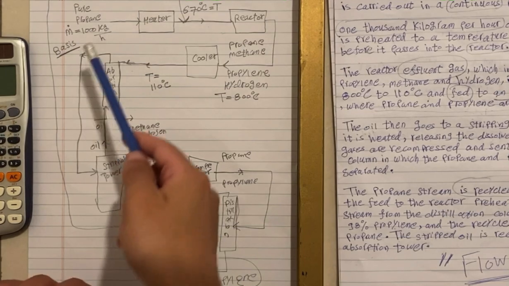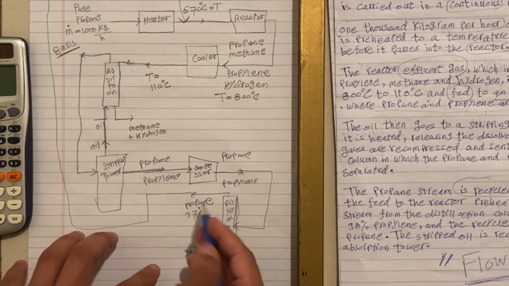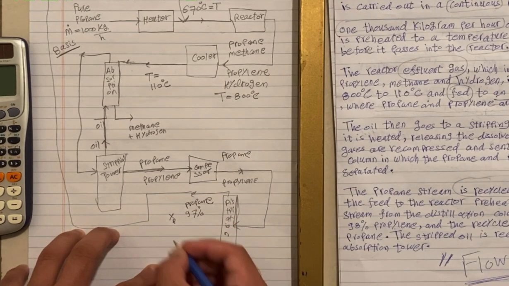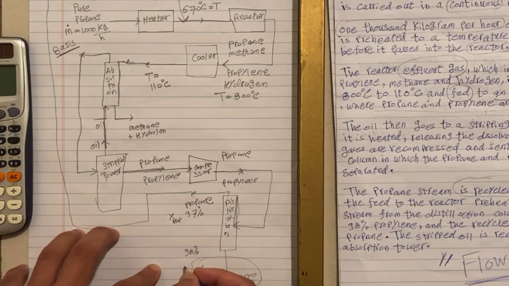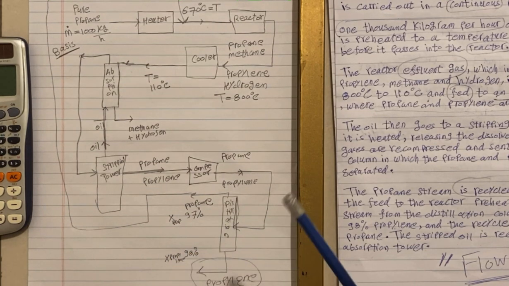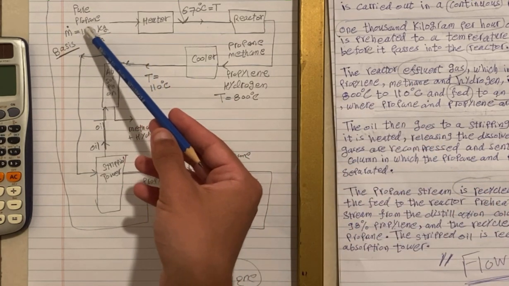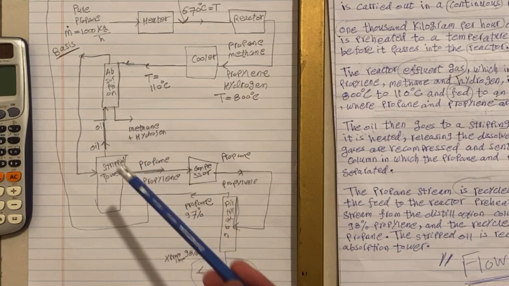In this case, we are given the mass flow rate, so we will assume that this is X, because X is the mass fraction of propane, and here is X for propylene. What else do we need to specify? The temperature that enters at the beginning of the process, the temperature of pure propane.